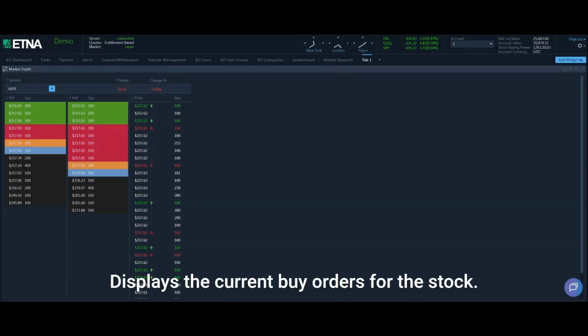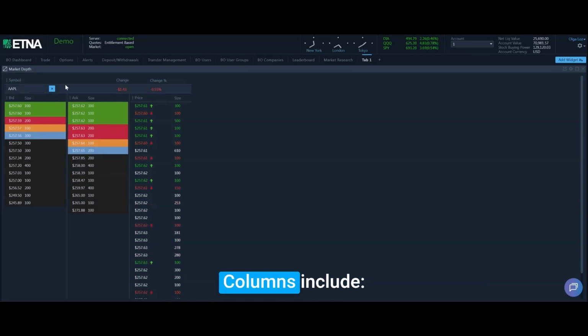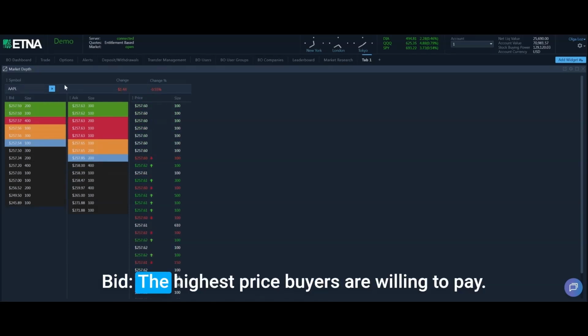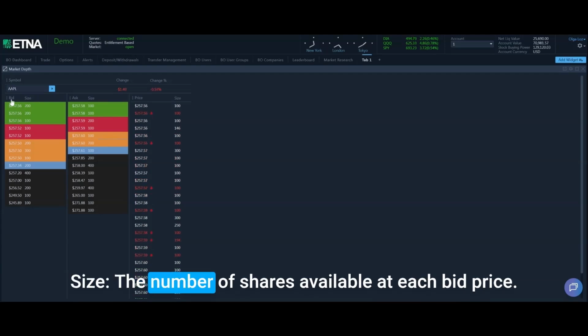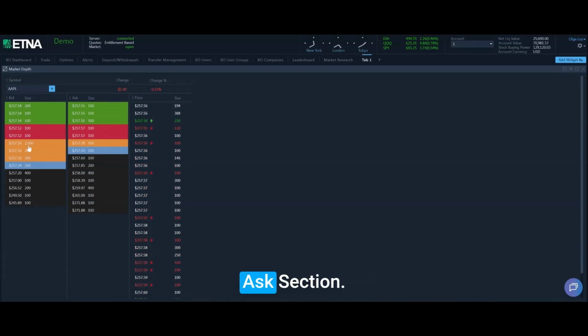Bid section displays the current buy orders for the stock. Columns include bid, the highest price buyers are willing to pay. Size, the number of shares available at each bid price.